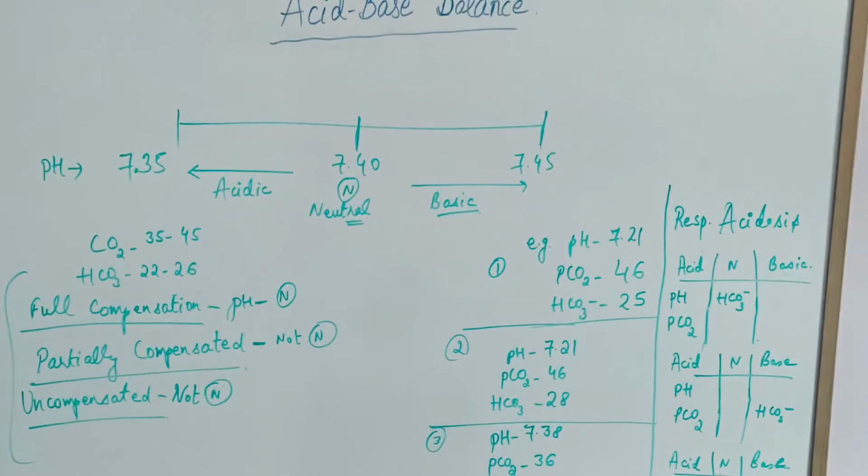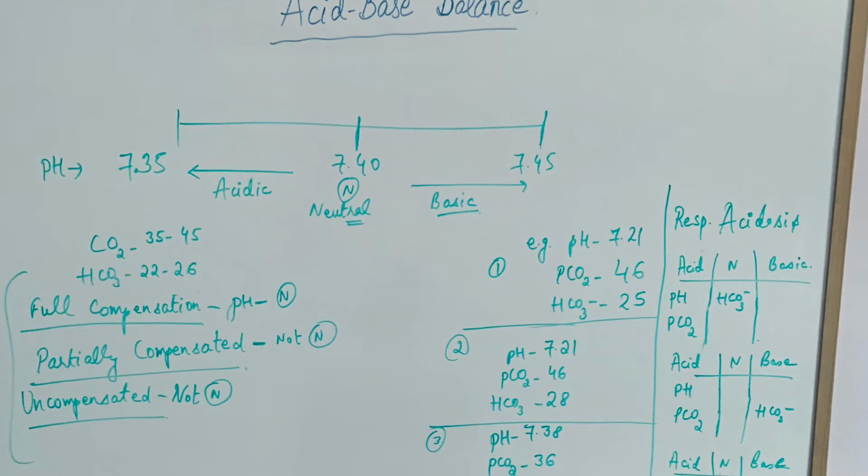Today we are moving on with acid-base balance. In the previous video we discussed acid-base balance, both respiratory and metabolic, its signs and symptoms and its causes. Now in this video we are going to talk about how to check whether the acidosis or alkalosis condition is compensated or uncompensated. And the third thing is partially compensated. Okay, so let's move on.